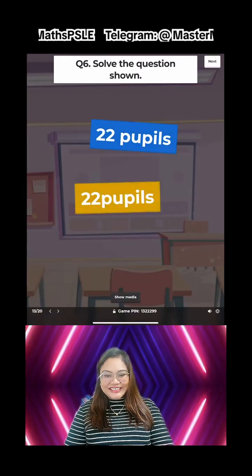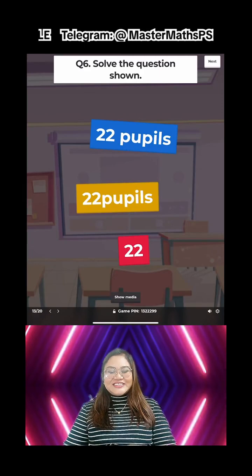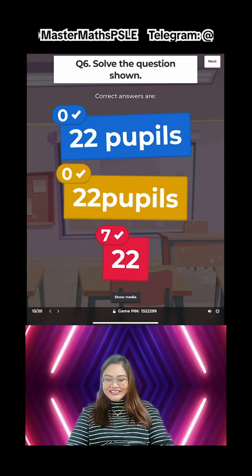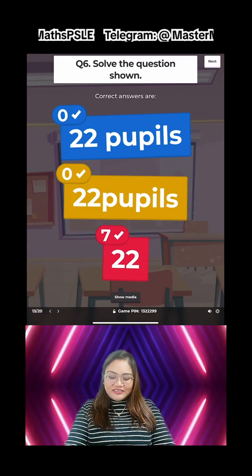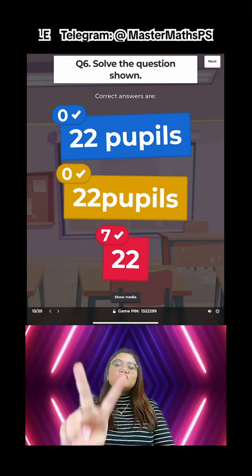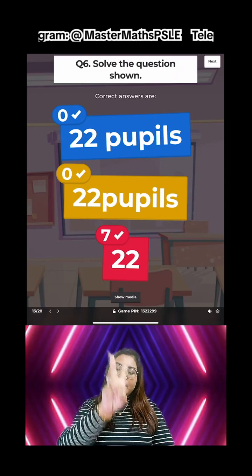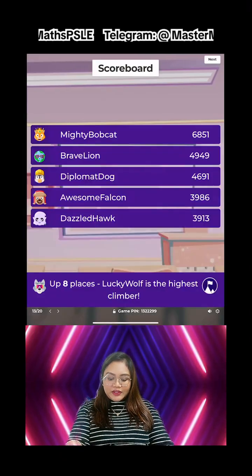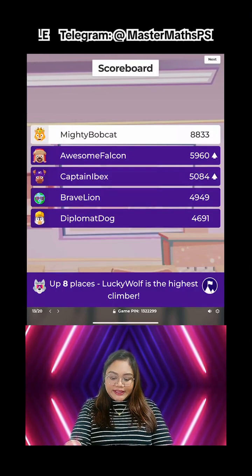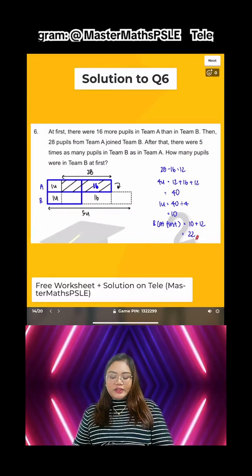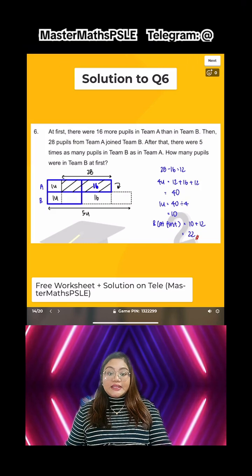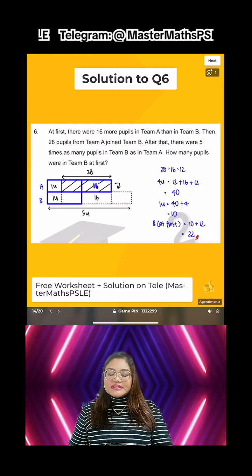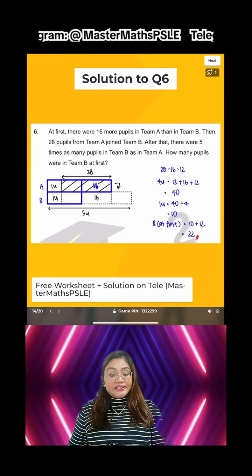Okay, the correct answer is 22. There are actually a number of you who got it right. Nice one. If you got it right, good job. You have earned yourself 2 marks in the PSLE paper. Okay, so how did we get the answer as 22? Now, if you look at the bolded blue model, I have drawn the extra 16 pupils in Team A than in Team B.